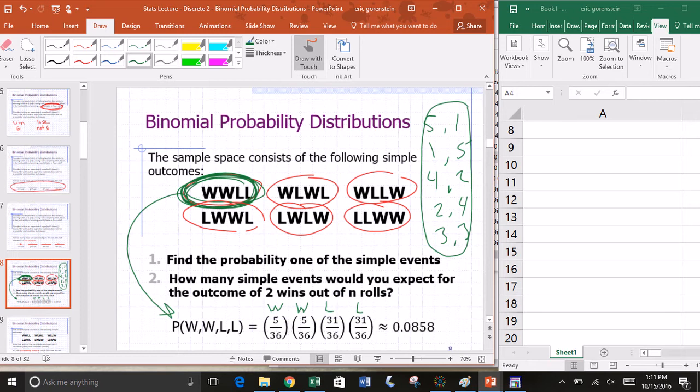So that means each of these individual rolls, so this first one has a probability of 0.0858. And the second one also has the same probability, because in each one of these cases you have 2 wins and 2 losses.